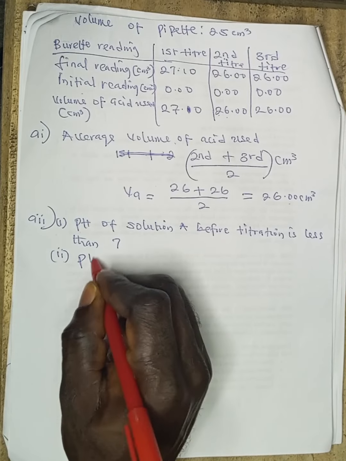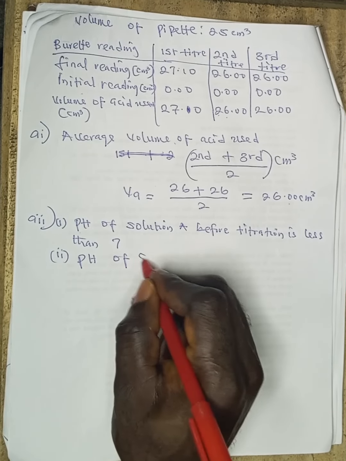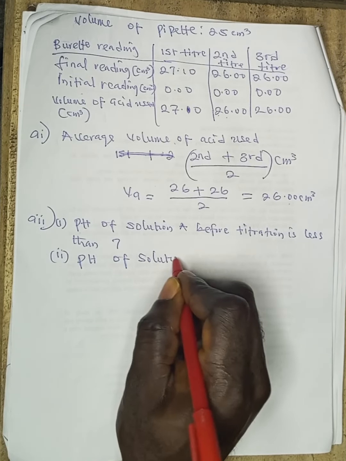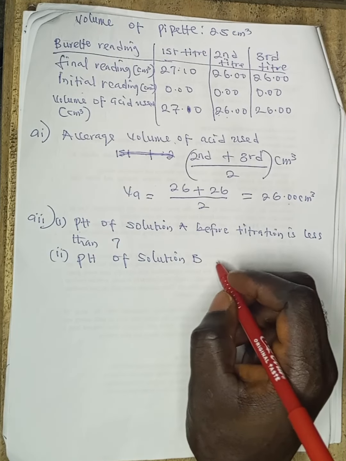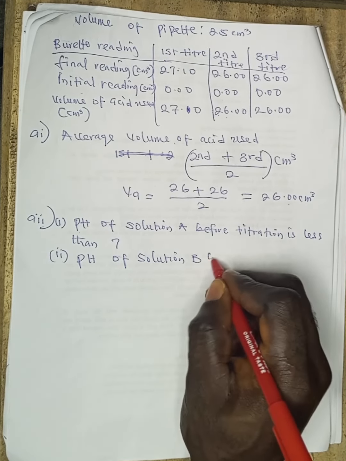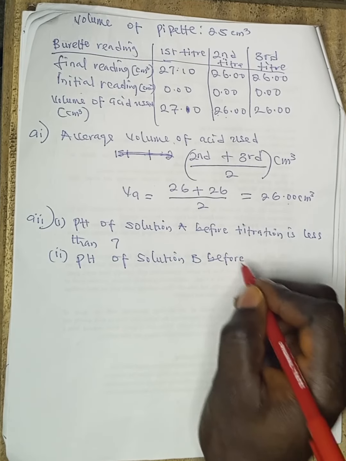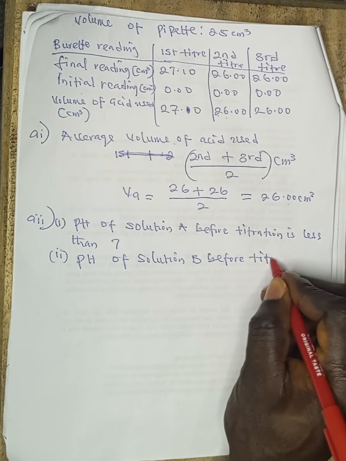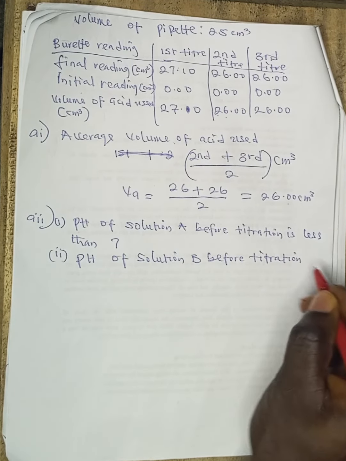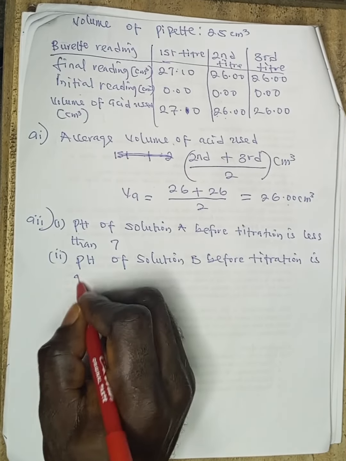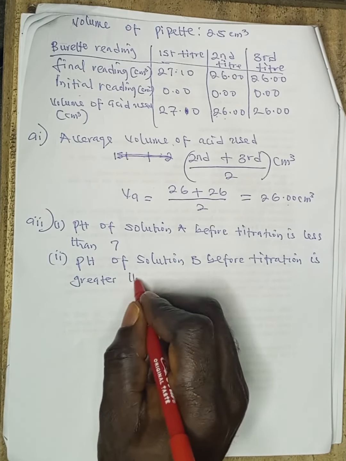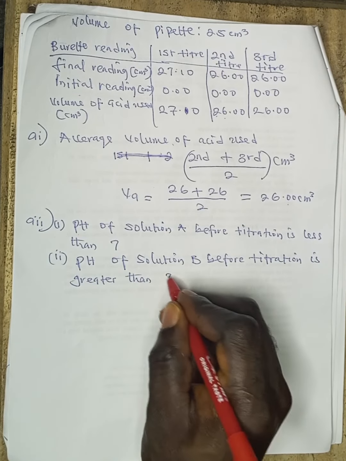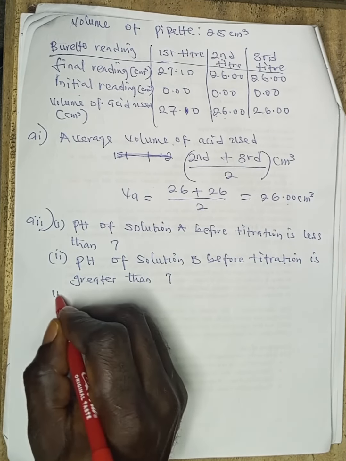Now go again. The pH of solution B before titration, because it's a base, will be more than 7. So the pH of solution B before titration is greater than 7.